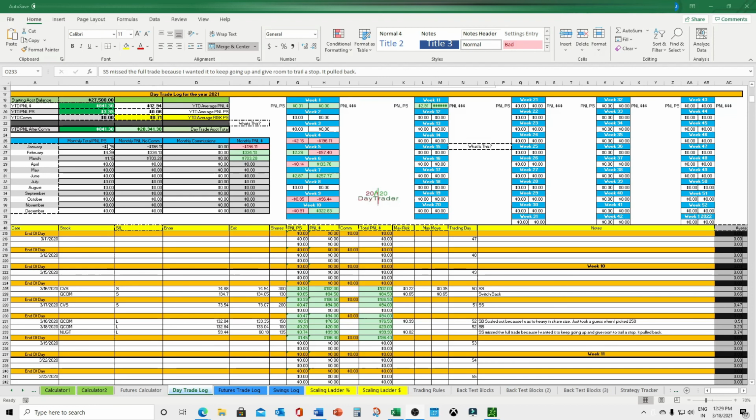Okay, so here we are with the day trading log. So March, pretty nice, $700 so far in March. January, we had a rough start to the year. We only traded a week in January anyway, but it was a rough start. But yeah, March is looking good.